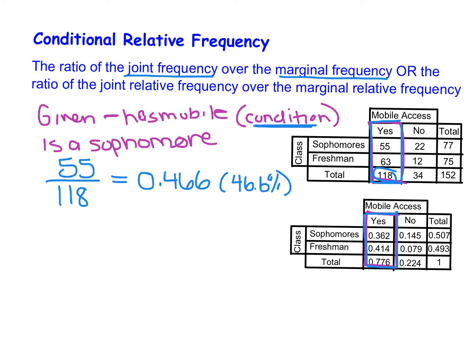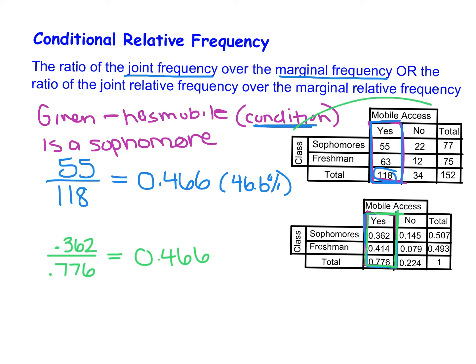Now, what's kind of cool is this works with our joint and marginal relative frequencies as well. We can say, okay, we know that a student has mobile access. So that's going to encompass 77% basically of the total students. And of those, 36% of those were also sophomores. So if we divide 0.362 divided by 0.776, we get the same thing. We get 0.466. So it doesn't matter which way you use.